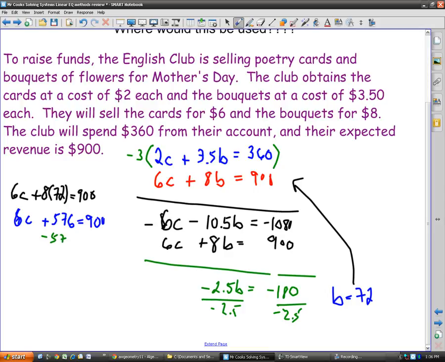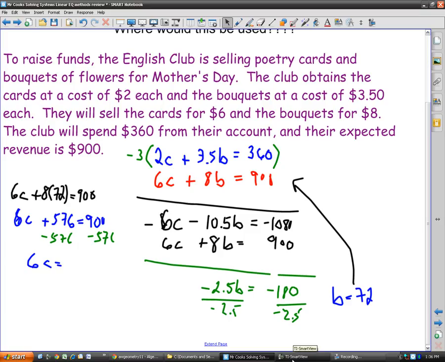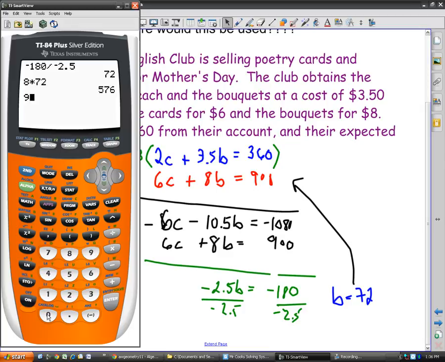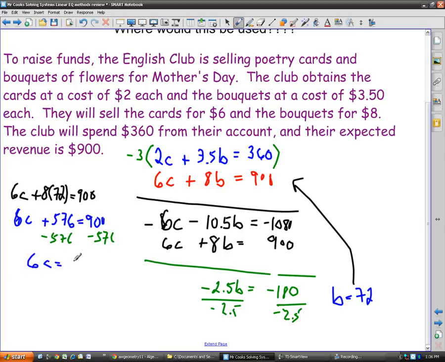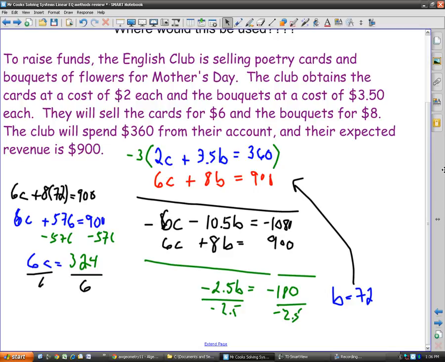And so if I subtract 576 across the equal sign, I will be left with 6c equals 900 minus 576, which is positive 324. So we have 324 left over, and if I divide that by 6, then I get my final answer, that I needed 54 cards sold. So in order to make the profit that they need, I need to sell at least 54 cards and 72 bouquets.